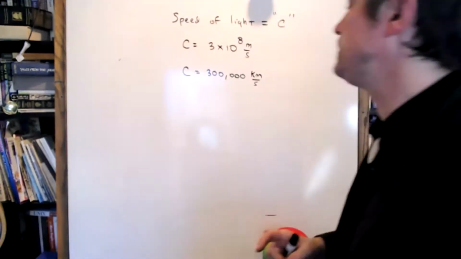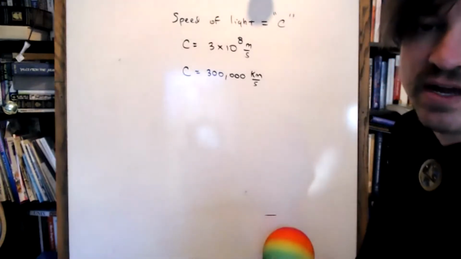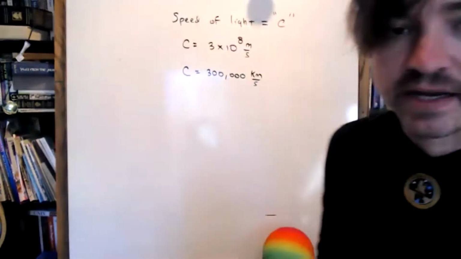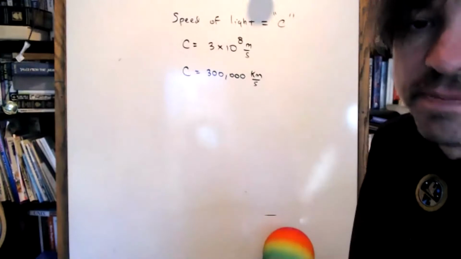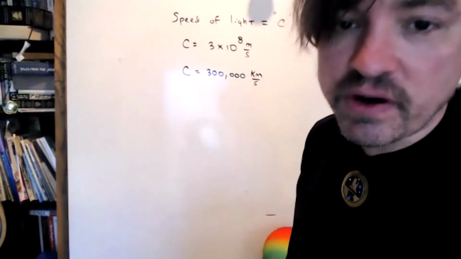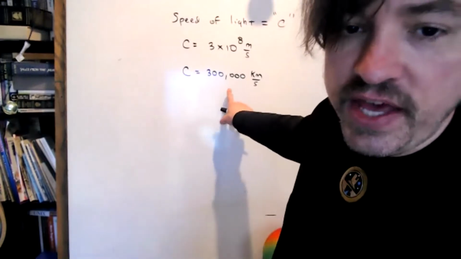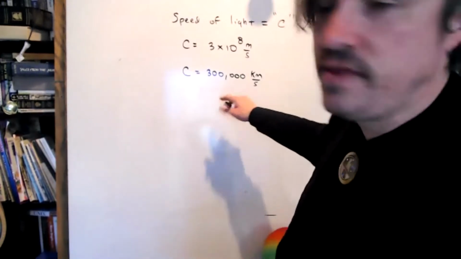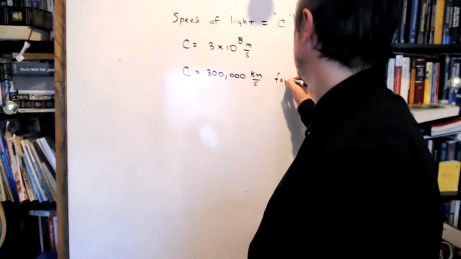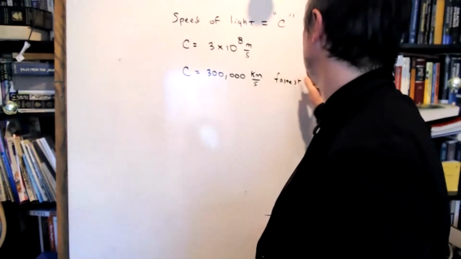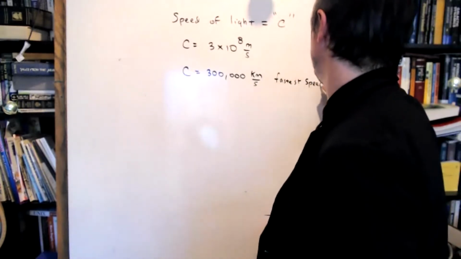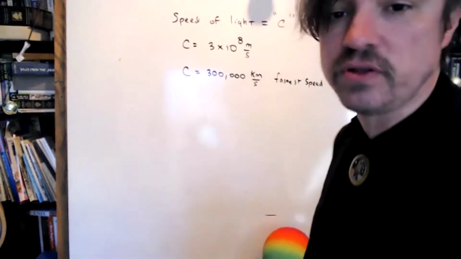In kilometers per second, the speed of light is 300,000 kilometers per second. That's a pretty good version that we're going to be using today. There are other ones that I'll introduce later on in the class. This is considered the fastest speed that's allowable in nature. And the reason why has to do with relativity, which you're learning about today.